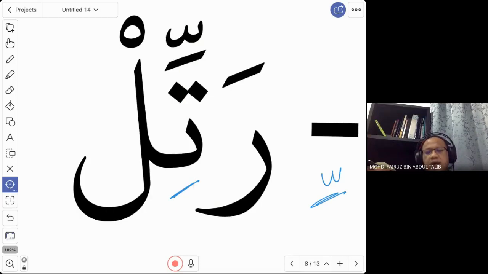So both are correct. In the Quran, we don't see this. In the Quran, it is always a shadda and this a kasra. All right.